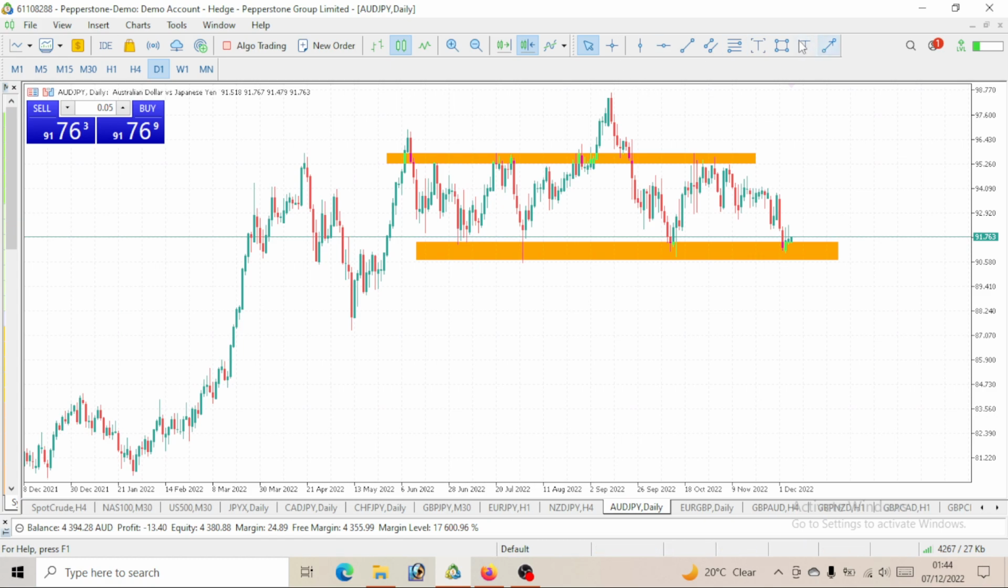You can see this came to our resistance level. You can consider this as a false breakout, and then it comes to our resistance level. Then again it drops to our support, sorry, then comes to our resistance, and it has now dropped to our support. Now, what do we expect on this AUDJPY? We are expecting a bullish move. So on this AUDJPY, I'm expecting a bullish move.